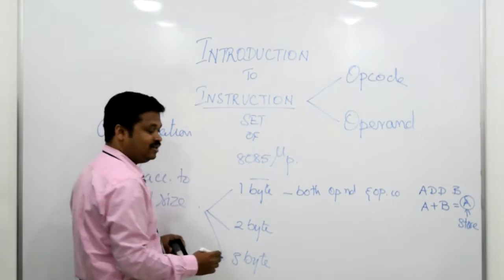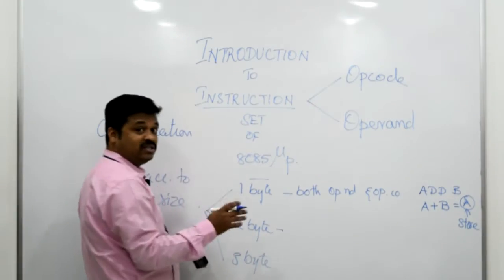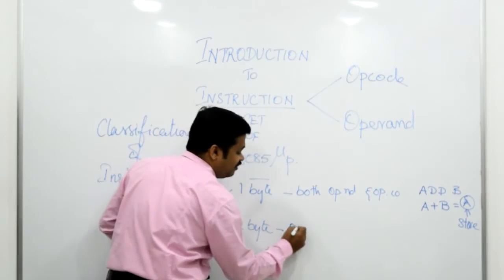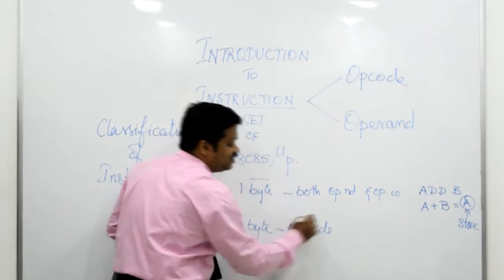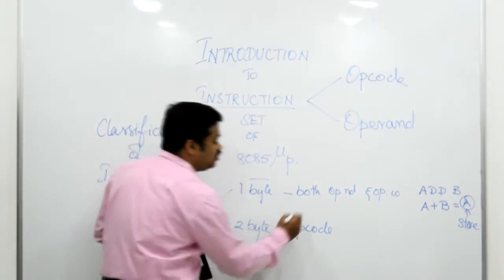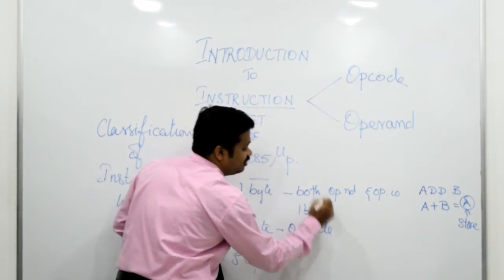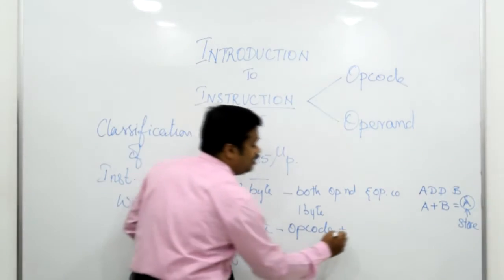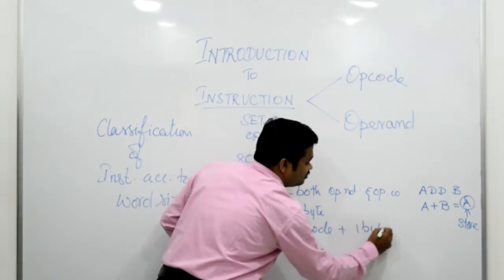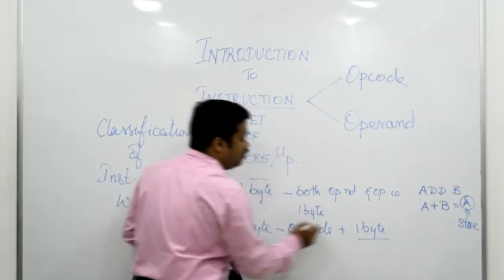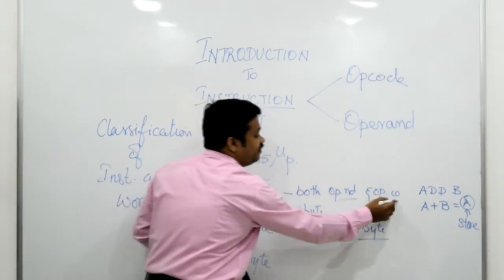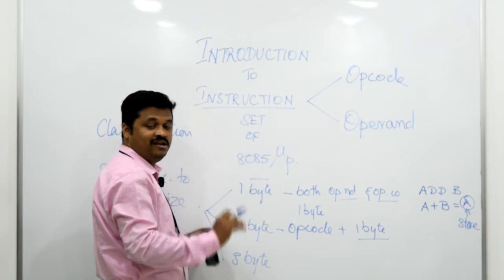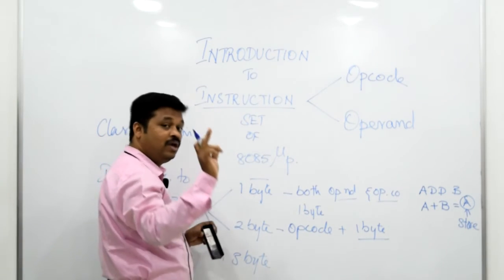Coming to 2 byte instruction, every instruction will have an opcode because that is the task you have to do. In a 2 byte instruction, you will have an opcode which is 1 byte in size, and you will have an operand which is 1 byte in size.